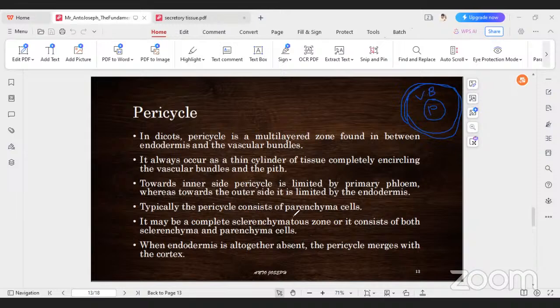The pericycle consists of parenchyma cells, but not always. Mostly parenchyma, and it may also be made up of sclerenchyma and collenchyma. It may be a complete sclerenchymatous zone, or consist of both sclerenchyma and parenchyma. Endodermis may be altogether absent. When endodermis is altogether absent, the pericycle merges with cortex. In some plants there is no endodermis. Actually, what is the endodermis? Endodermis is the limit between cortex and stele. If there is no endodermis, what is the next layer that replaces it? Pericycle. That's it.